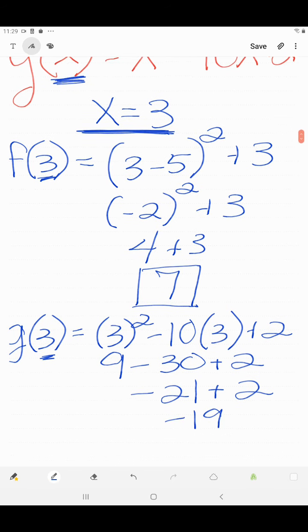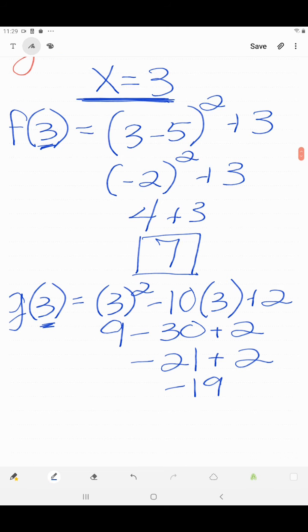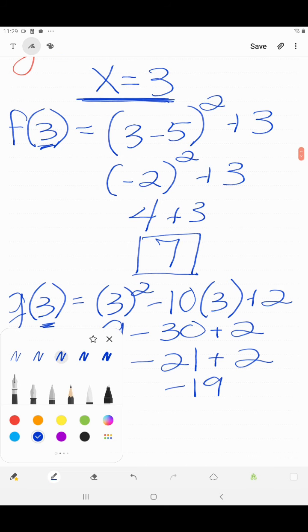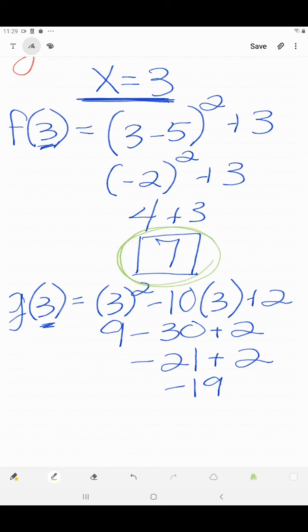As we see here, ladies and gentlemen, when we plugged in 3 into both of these, we got two different values. We got 7 and negative 19. They're not the same. Therefore, these are not equivalent.